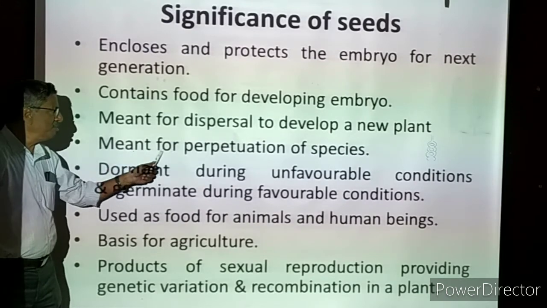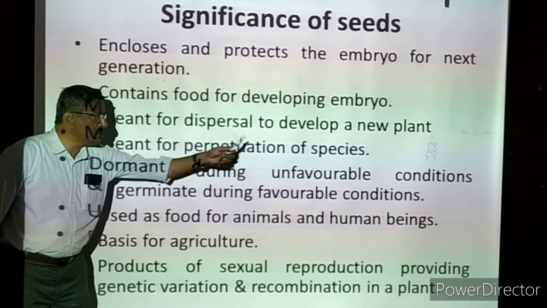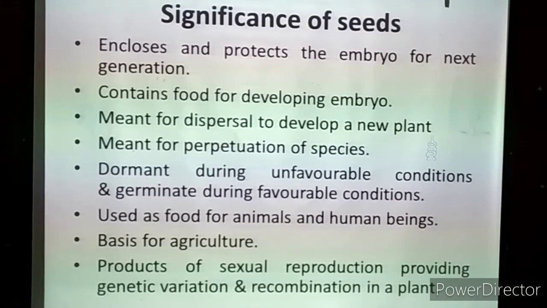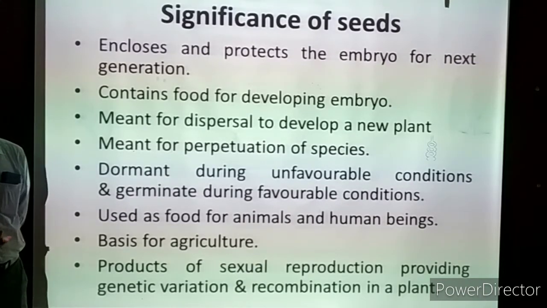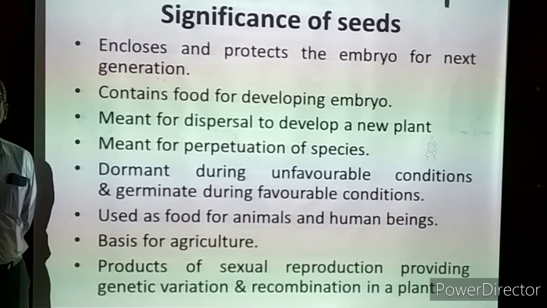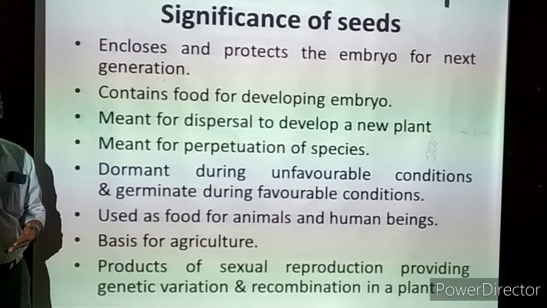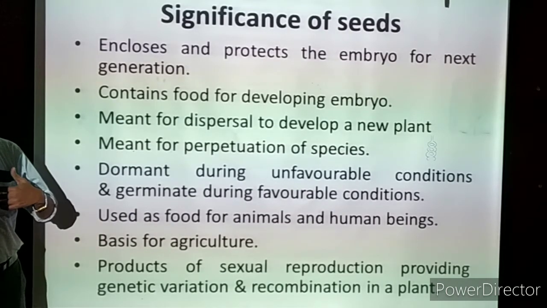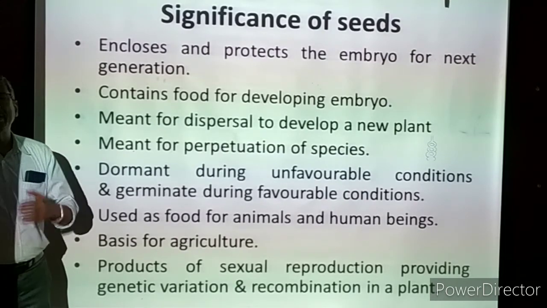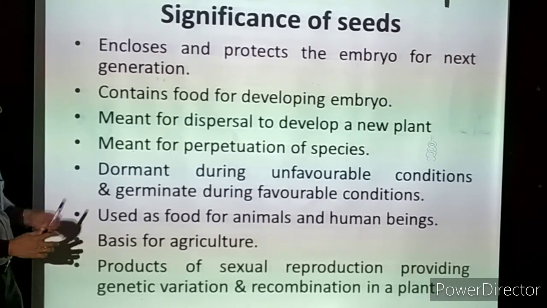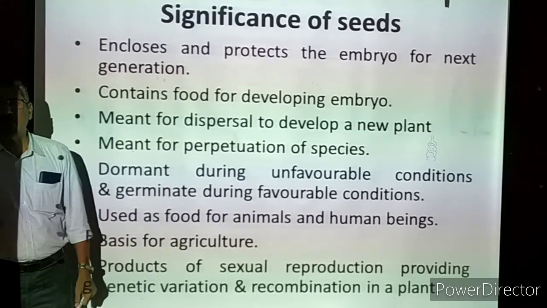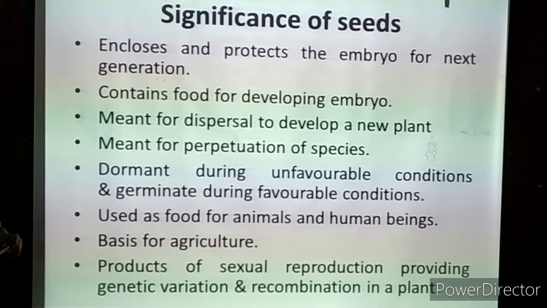Seed is meant for the perpetuation of the species. What is the meaning of perpetuation? Continuation of the species. For example, one mango tree is there. Now it is producing an enormous number of fruits and seeds. When the seeds germinate, again mango plants will be there. By that time the old plant will die and the next generation will come. The next generation attains maturity and produces seeds. When the third generation comes, the previous generation will die out. Like that, perpetuation means continuation of the species. The species will continue.